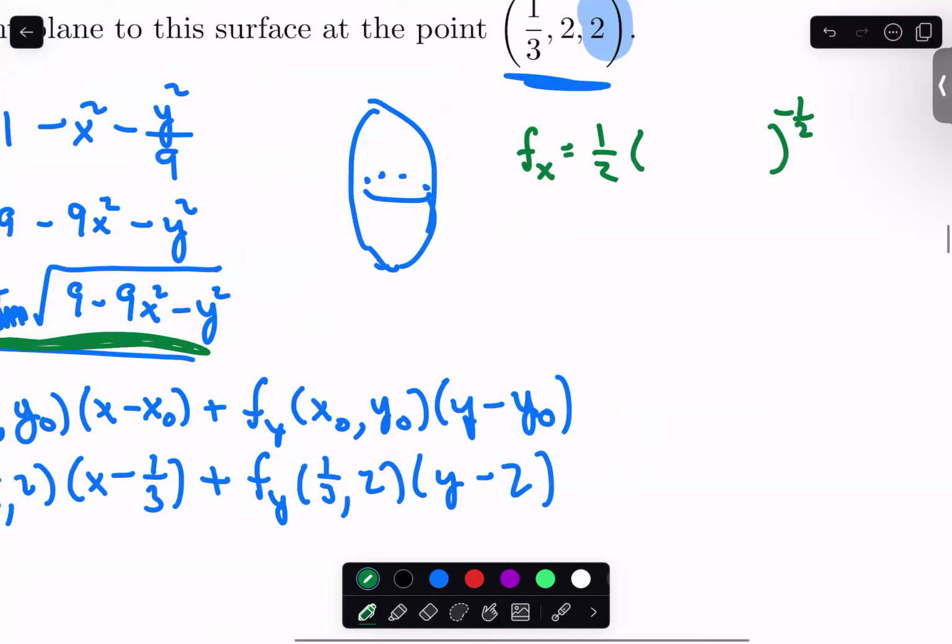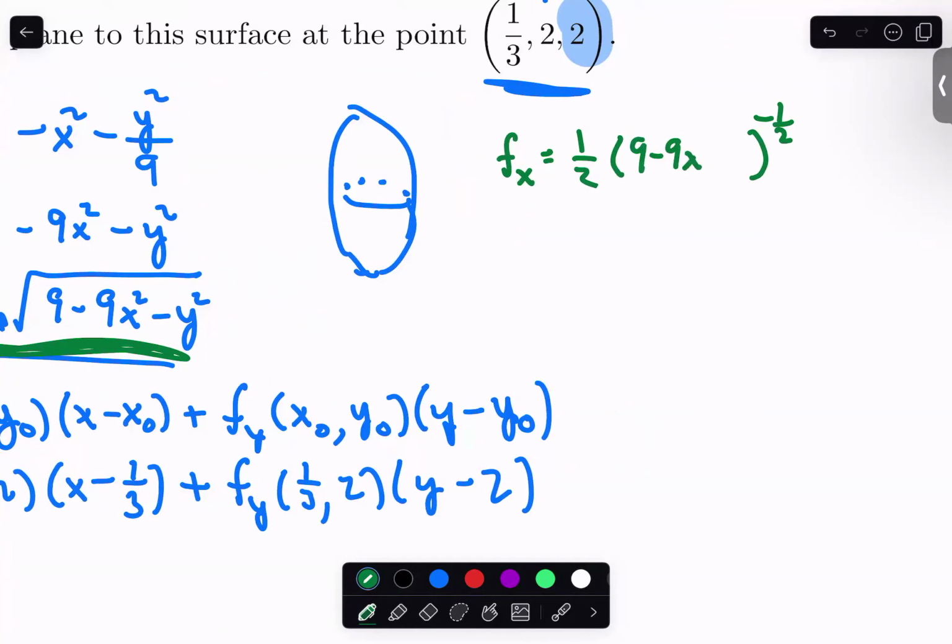We leave the inside alone. Then we multiply by the derivative of the inside. So the derivative of 9 with respect to x, well, it's constant, so we get 0. The derivative of negative 9x squared is going to be negative 18x. And the derivative of negative y squared, again, with respect to x, that's just constant. It might as well be like a 3 squared or a 9, right? Something like this. It's just 0 then when we take the derivative of it. So the derivative of the inside is just negative 18x.